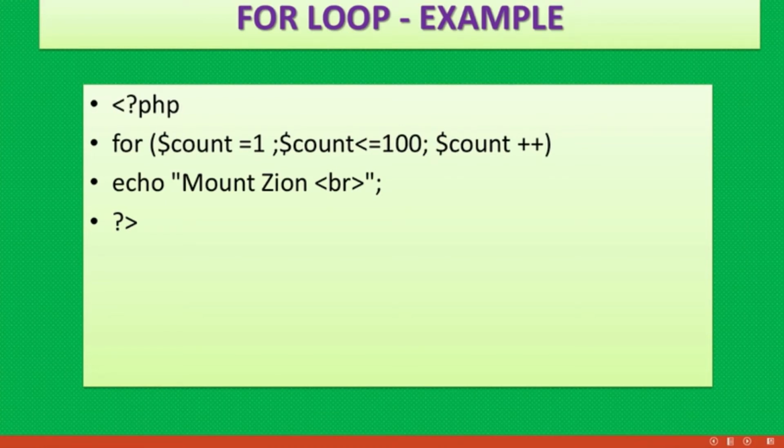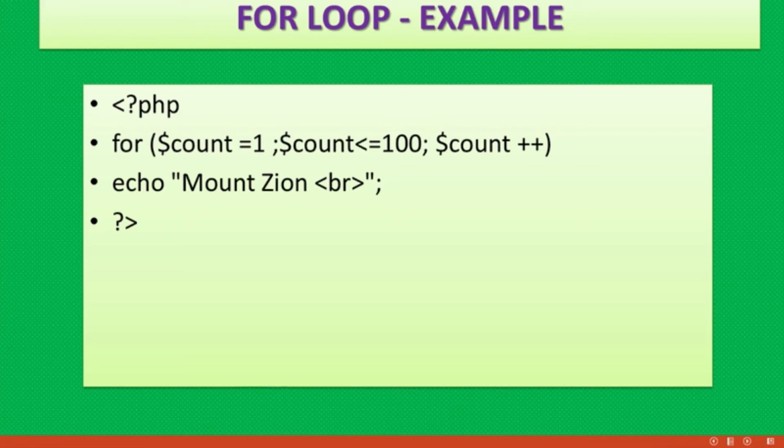Okay, now for $count is equal to 1. Instead of $a, I have used a variable count. That is the difference. It is up to you to decide which variable you want to use. Any valid variable name can be used. So count is equal to 1, count is less than or equal to 100. So from 1 to 100 it must increment one by one.